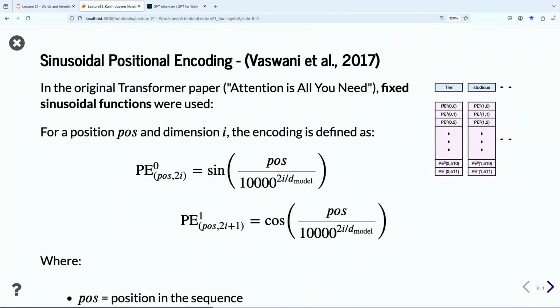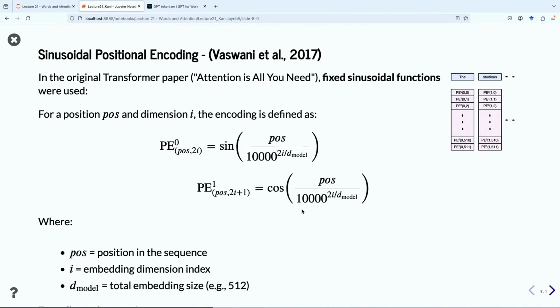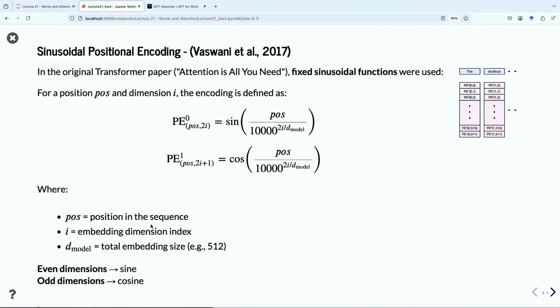And then what's unique here is that for the next number, we do the cosine, okay? And then we switch back to the sine, and then we switch back to the cosine, okay? So POS is the position in sequence, i is the embedding dimension, and d_model is the total embedding size, so the 512 that we were using, okay? And then even dimensions get the sine function, odd dimensions get the cosine function.